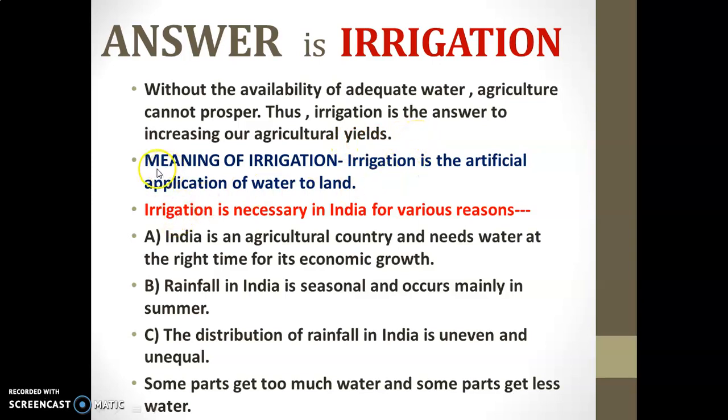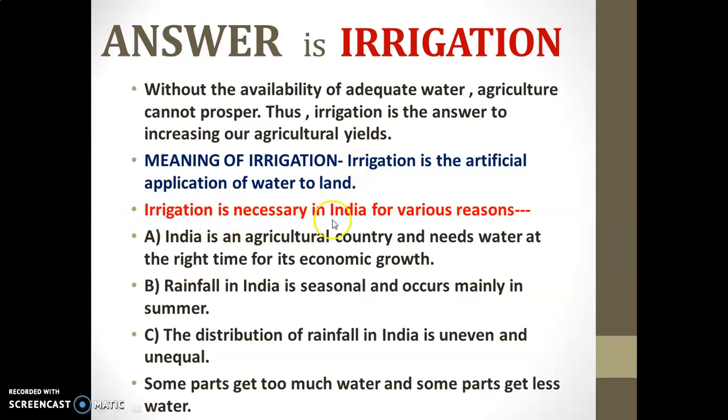Next is, what is irrigation? What is the meaning of irrigation? Irrigation is the artificial application of water to land. Or we can say, in very simple language, to provide water to different crops like food crops, cash crops, fodder crops, etc. Providing water to the agricultural field is known as irrigation.